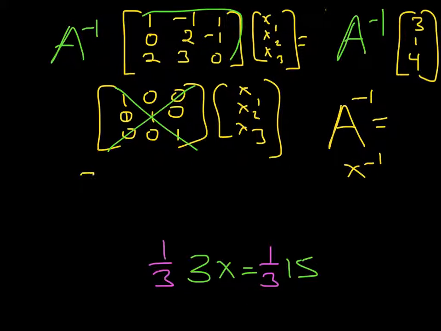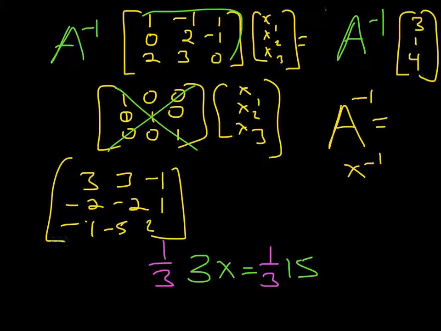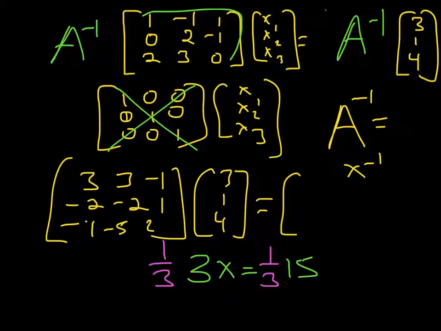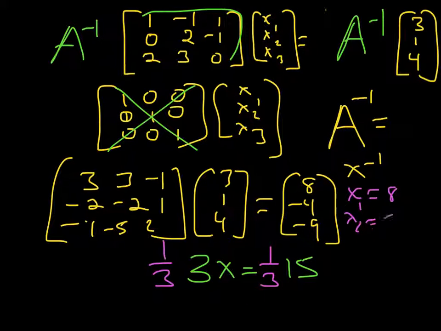So the inverse of this is 3, 3, -1, -2, -2, 1, and -4, -5, 2. So that's the inverse, and I'm simply going to multiply it by this matrix. If you want to enter this matrix right here as B into your calculator, you certainly can. It's just a 3×1 matrix, and then you're just simply going to multiply them. You're going to get a 3×1 answer, and it's 8, -4, -9. And we generally write our answers like x1 equals 8, x2 equals -4, and x3 equals -9. And that would be your answer.